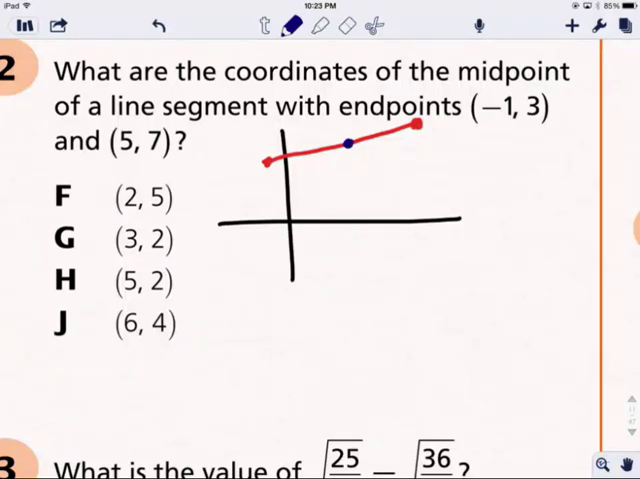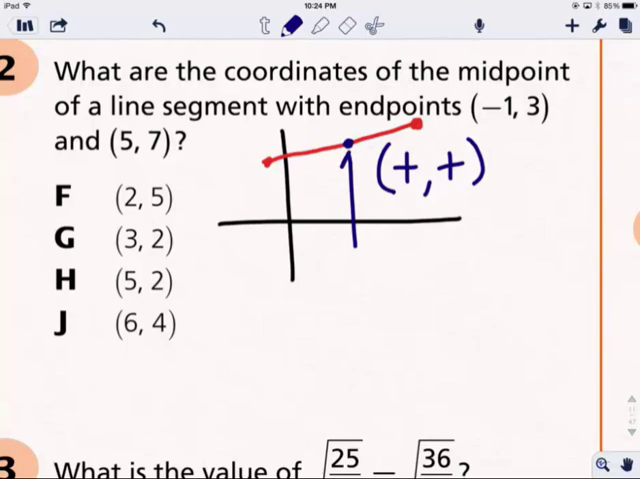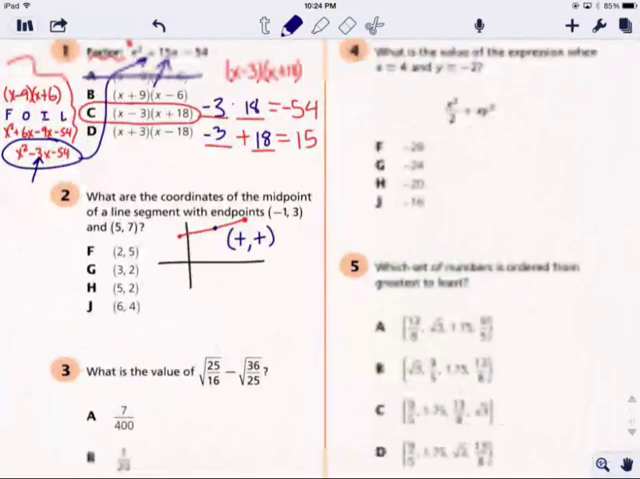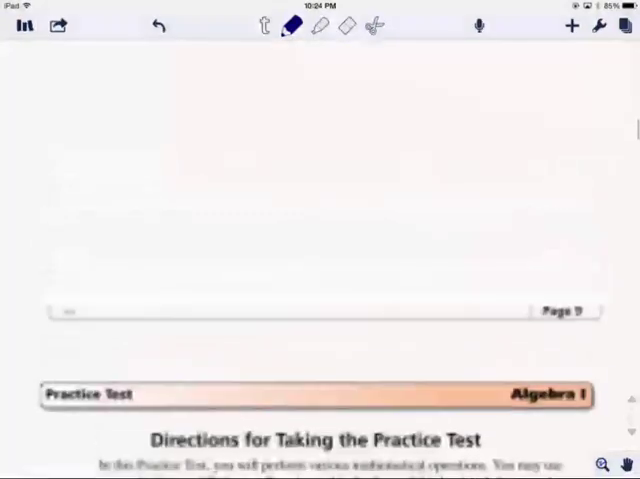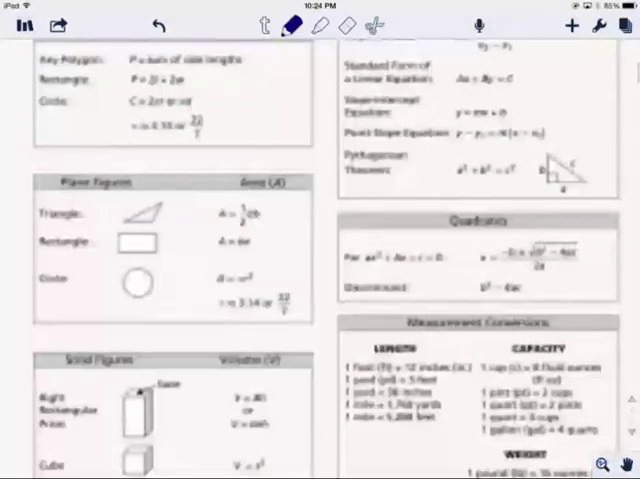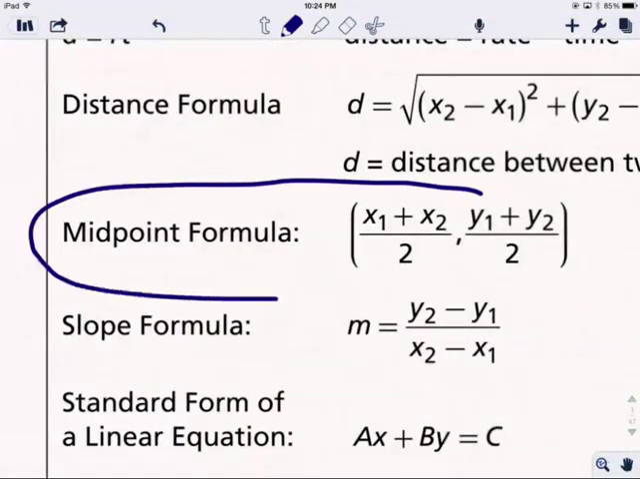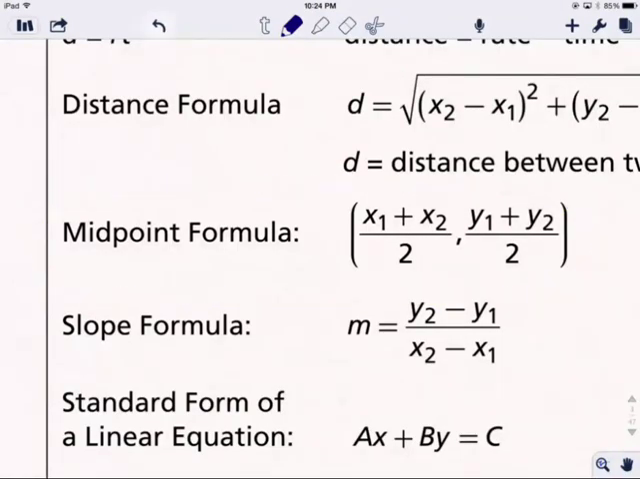So just based on our graph, it looks like both the x value and the y value are going to be positive. Well, that doesn't really help us out because all of the x's and y's over here are positive. So how do we determine the exact coordinates of that midpoint? Well, if you needed to, you could refer back to your reference page, and there is contained therein the midpoint formula right here.